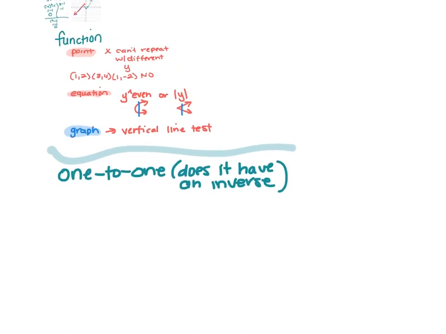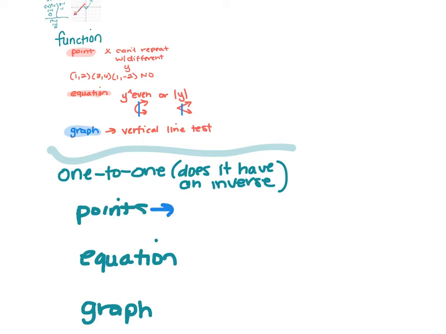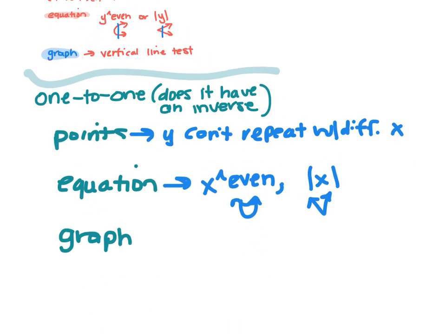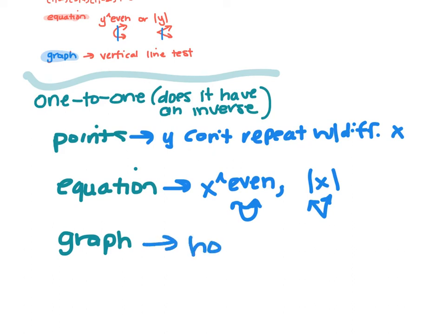Same three tests: points, equation, and graph. For the points, now the y can't repeat with a different x. For the equation, now the x can't be raised to an even power or be an absolute value. This would be a parabola. This would be a V, which leads to the test, which is the horizontal line test.